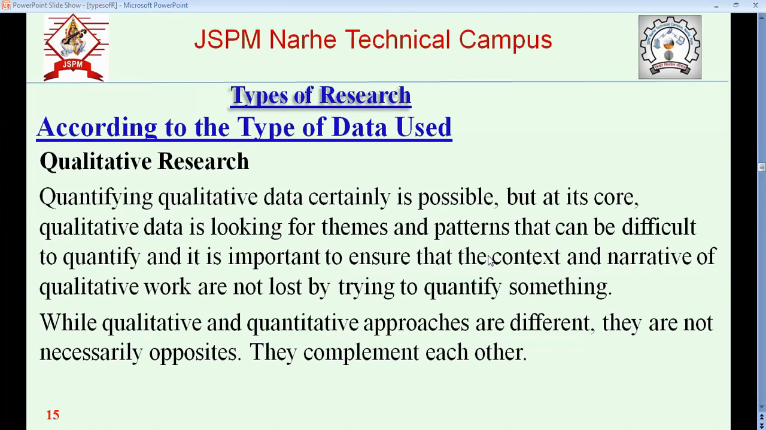And then next, while qualitative and quantitative approaches are different. Some people say that they are opposite, but I will say they are different. Next slide. I've taken from some different references, they say they are opposite, but according to me, quantitative and qualitative are neither opposite nor parallel. We can say they are complement to each other.